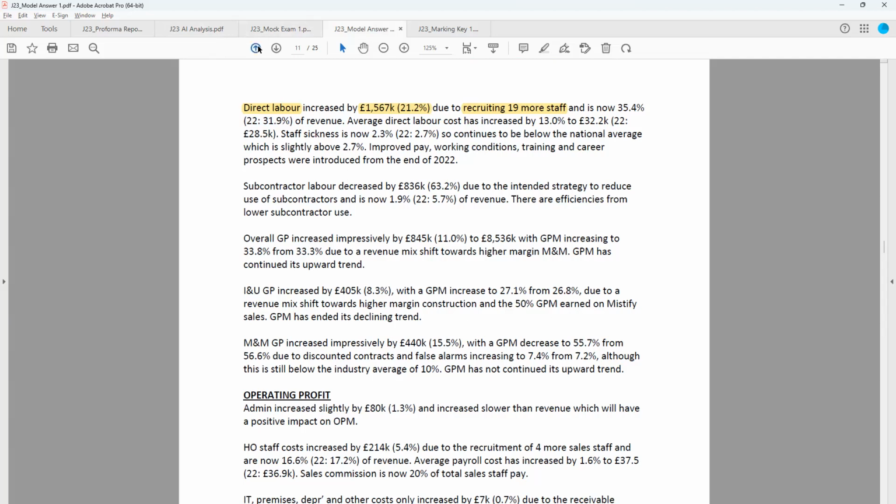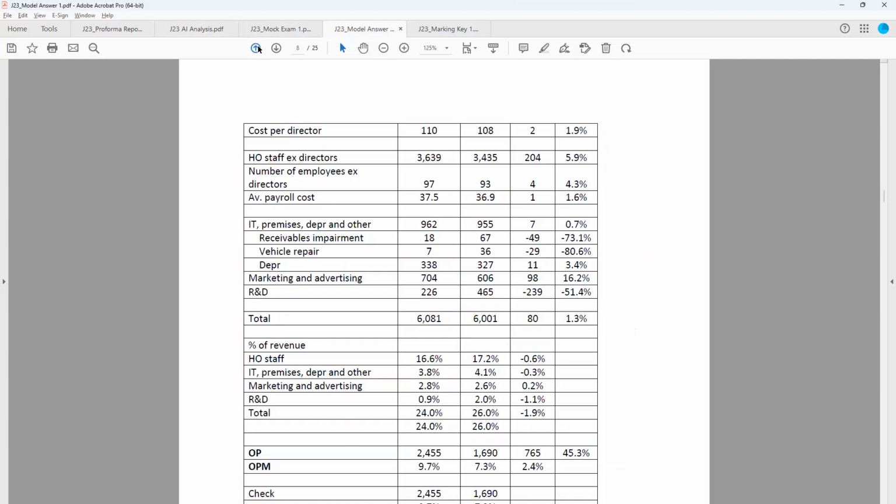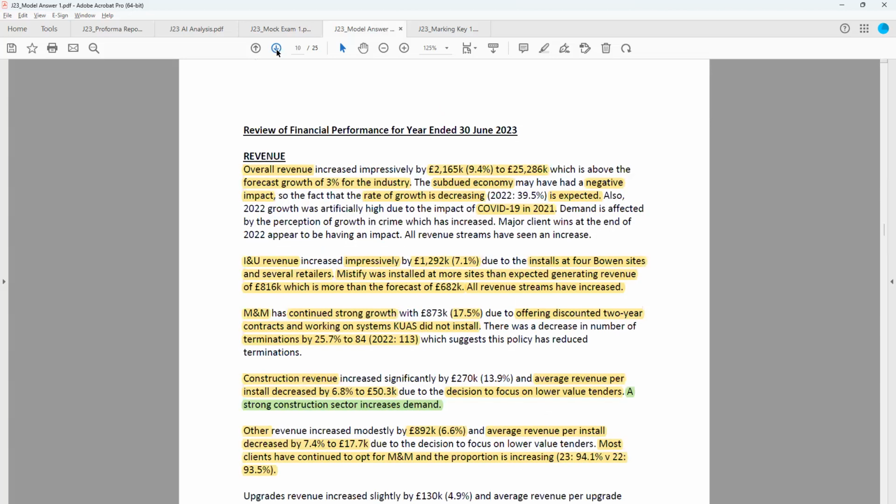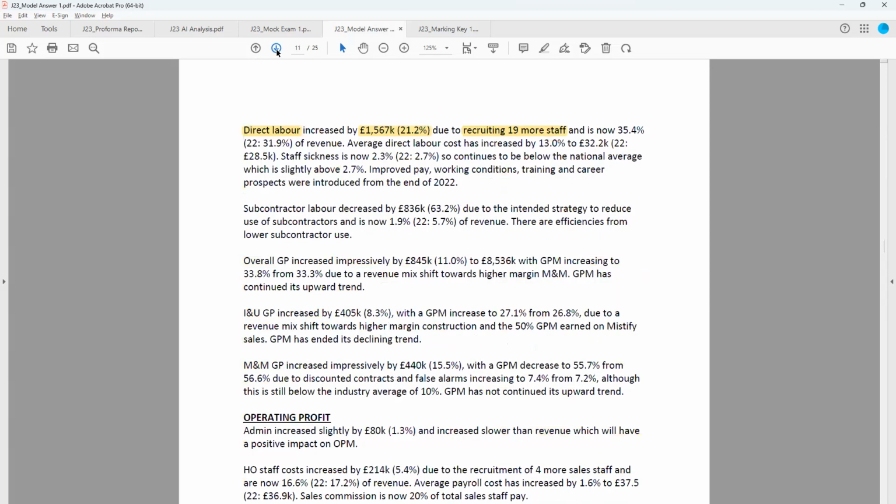It would be better to actually look at labour as a percentage of revenue, total labour, so direct and subcontractor labour as a percentage of revenue. You can see it's actually been well controlled because it's lower. So yes, direct labour has gone up as a percentage of revenue, but subcontractor has gone down. So it's just shifting costs from here to here, but actually the overall labour cost is lower as a percentage of revenue, which suggests that actually using direct labour is more efficient, and that's something we were told, of course, in the AI.